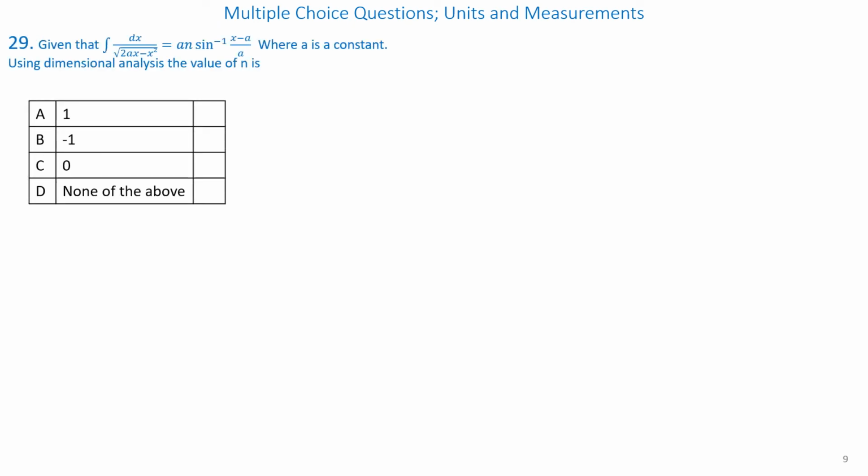Next question. Question number 29. Given that integral of dx over square root of 2ax minus x square equals a to the power of n into sine inverse of x minus a over a, where a is a constant. Using dimensional analysis, the value of n is, four options are given. Option A 1, option B -1, option C 0, and option D none of the above. You have to identify the correct answer and mark it.